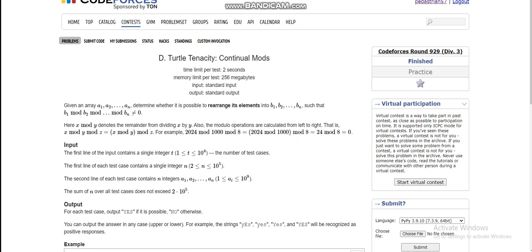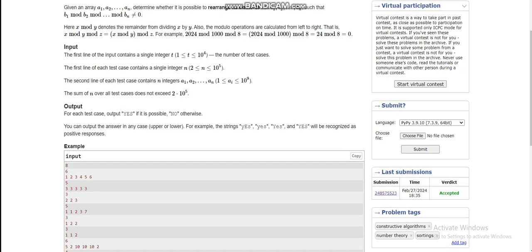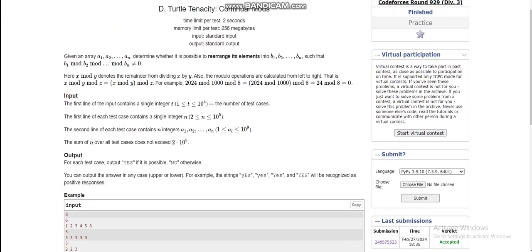We are given an array a of n integers. Now we can rearrange the array and form another array b, and we have to take this formula: b1 modulo b2 till bn. Now we have to determine whether this formula is non-zero. We can rearrange in such a way that this thing is non-zero. If it is possible, then we have to print yes, otherwise we have to print no.